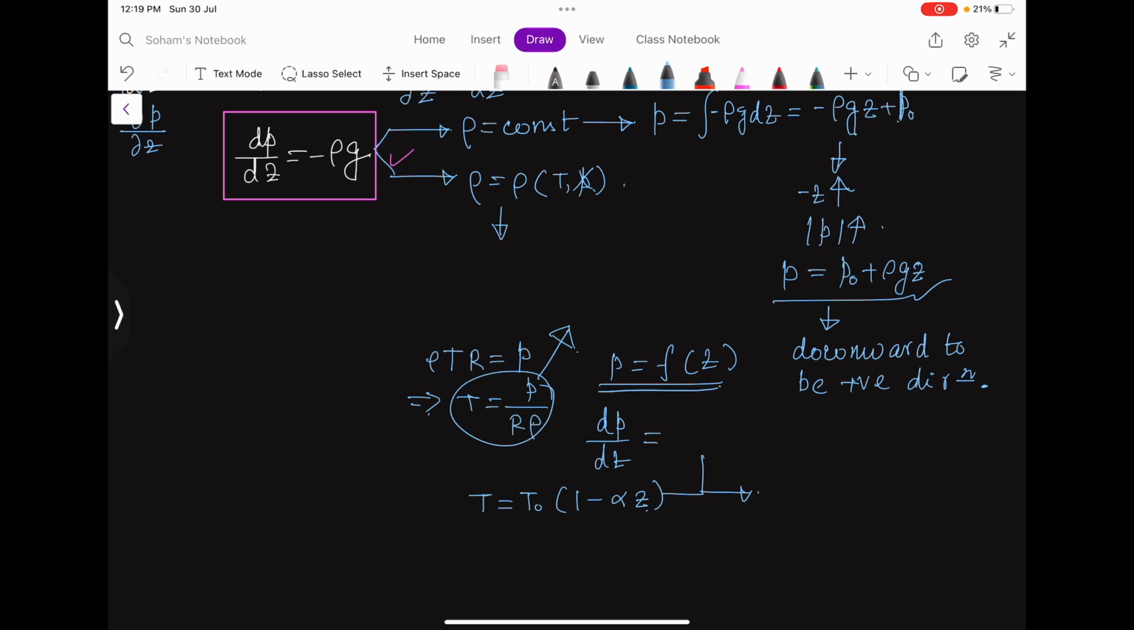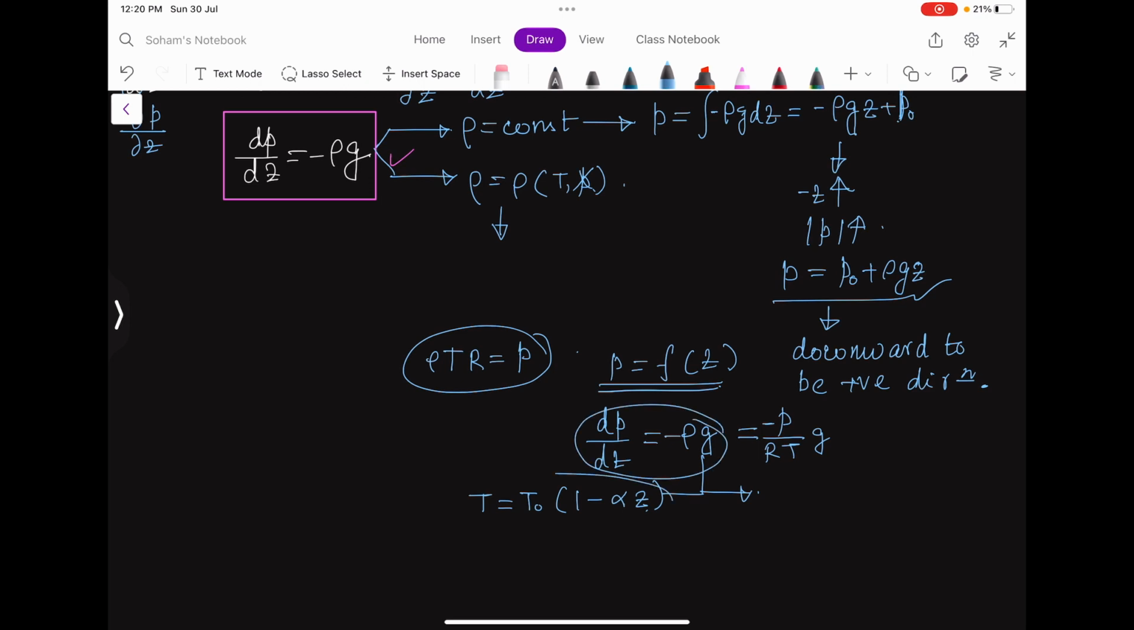Okay, so now combining these equations, it is minus rho g, and rho is equal to p by RT. So combining these three equations, we get dp/dz equal to minus p by RT into g, and this T I can replace by this alpha z into g, right?